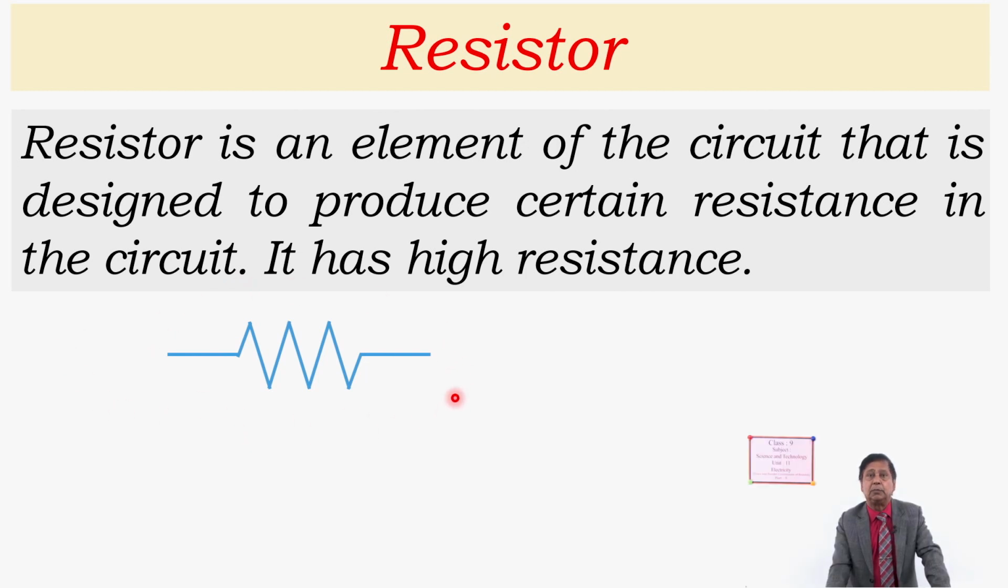Okay. Now this resistor is represented by this symbol in the electric circuit. This is the symbol for resistor in the electric circuit. If this symbol is seen in an electric circuit, then you have to understand this is the resistor which has high resistance. Okay, after this resistance and resistor, now I want to tell you about the combination of resistors.